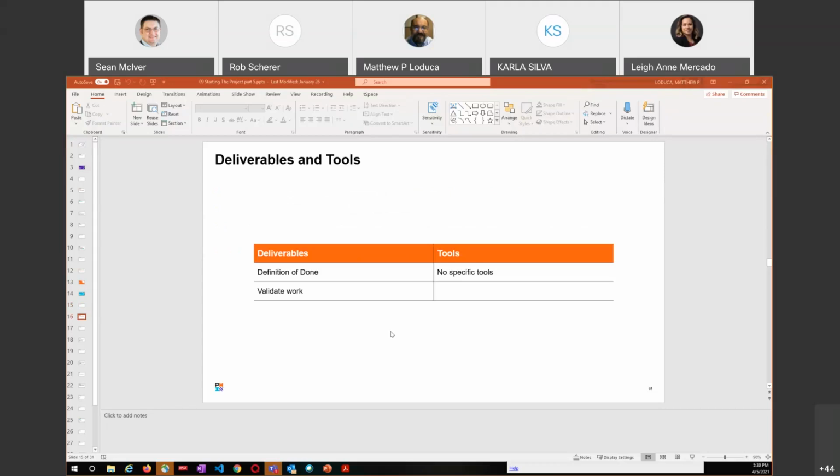Okay, so our deliverables and tools, we're going to have a definition of done. This is our acceptance criteria in essence. And then validate the work. We talked about that in the PMBOK, Chapter 5 in scope. We validate scope. This is what we're talking about right here. We're going to validate that work. And here they have no specific tools. I'm not sure why no specific tools here, but definition of done and validating the work. Essentially, definition of done is the acceptance criteria. Validating the work is, did we deliver the definition of done?